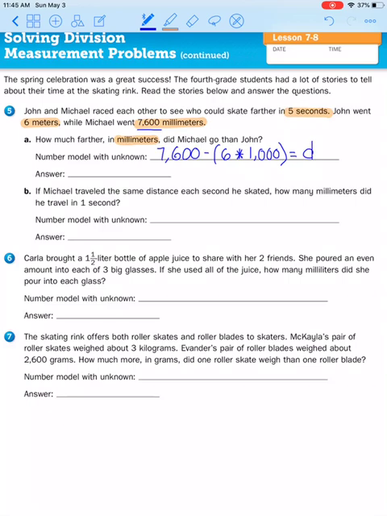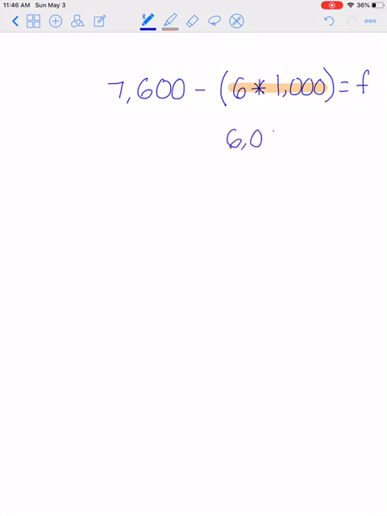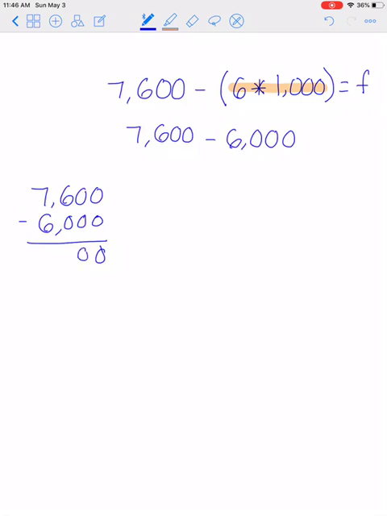So if I solved this, I'll use a blank paper. This is how far Michael went, 7,600, minus how far John went in milliliters. So what's the first thing we're going to do? Well, we're going to do what's inside the parentheses first, which 6 times 1,000 is 6,000. And then you're going to subtract how far Michael went. I like to stack things vertically when I'm doing subtraction. I think there's less error that way, so I always take the time to rewrite the problem. It might seem like an extra step, but you're much more accurate with your subtraction.